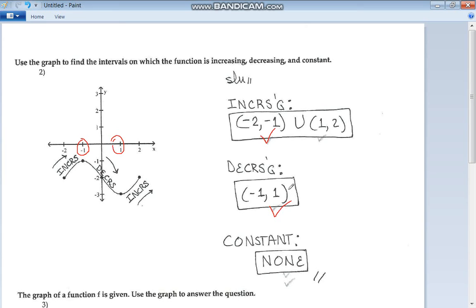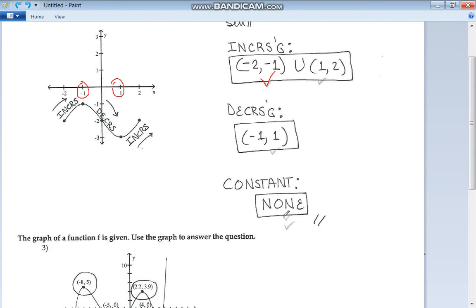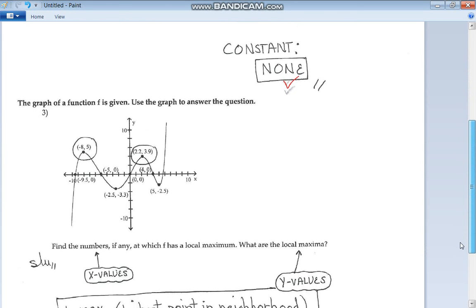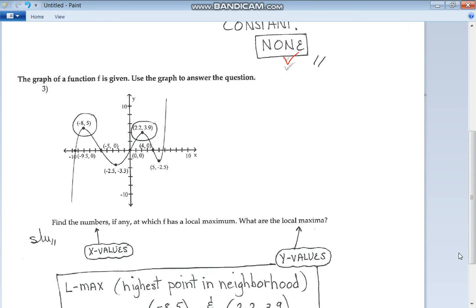And finally, they ask the interval where the function is constant. That would have been a straight line, a horizontal line. We have no horizontal line in this graph, so the answer is there are no intervals where the function is constant. Scrolling down to question number 3, the graph of a function f is given. Use the graph to answer the question. This is question number 3.